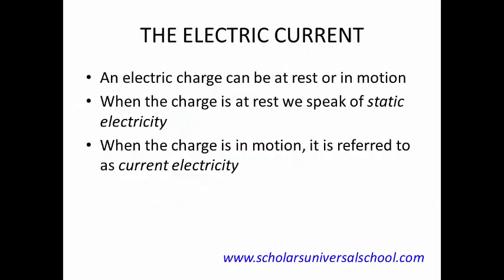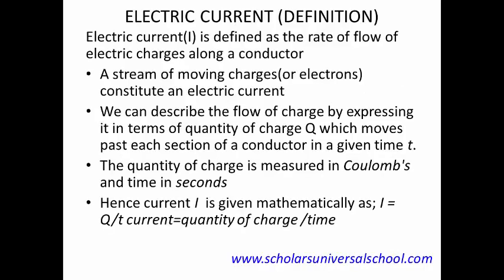Now, we would be going to the electric current. Like we rightly said from the beginning of this class, electric field is usually caused by charged objects, by electric charges. Those charges could either be at rest or they could be in motion. When charges are at rest, we speak of what we call static electricity, like the word implies. When charges are in motion, we refer to it as current electricity.